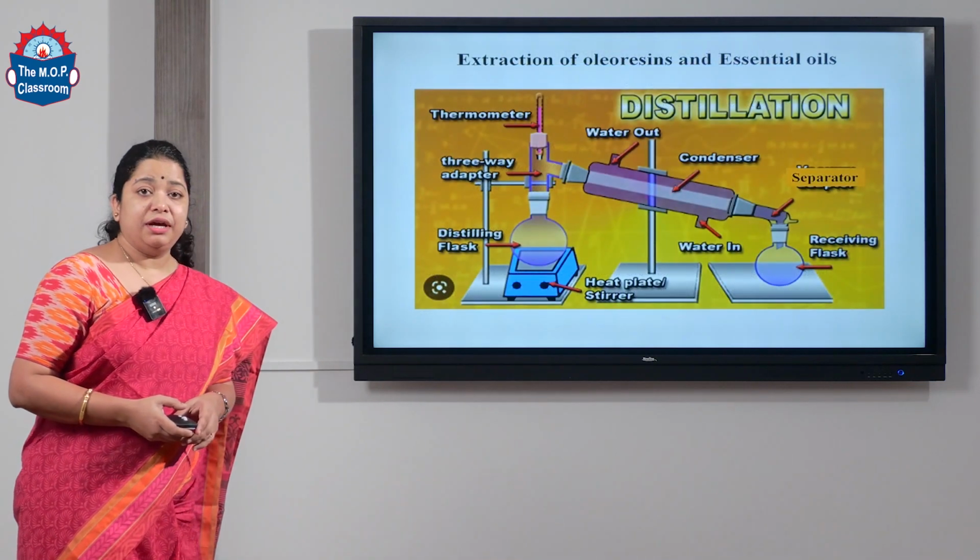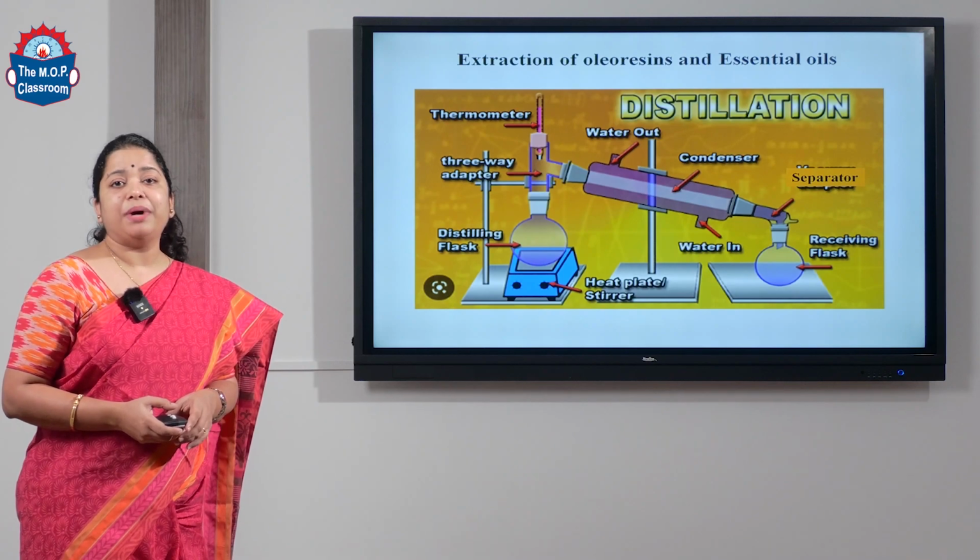Coming to the extraction, or how do we get these oleoresins from our spices?